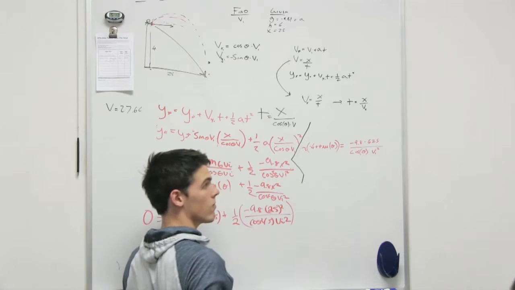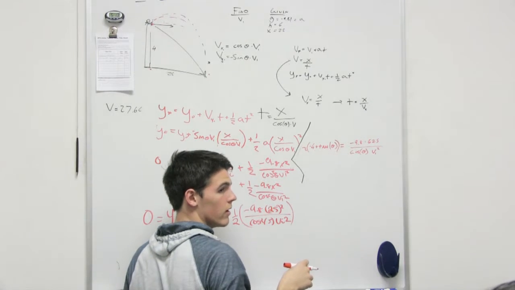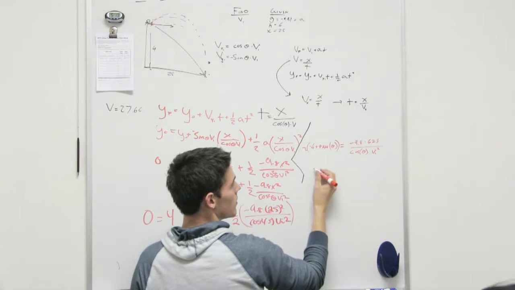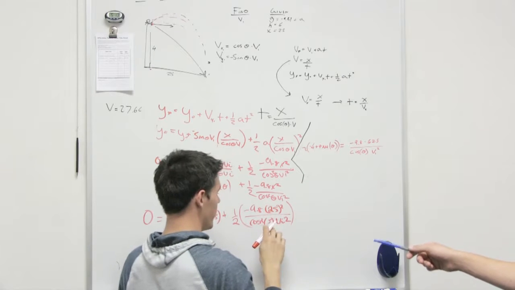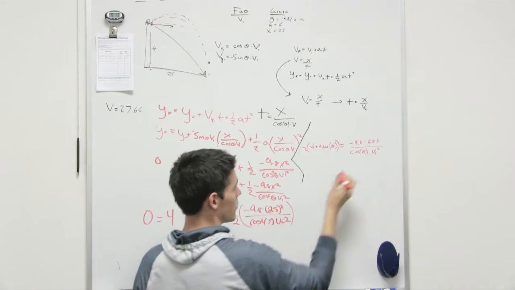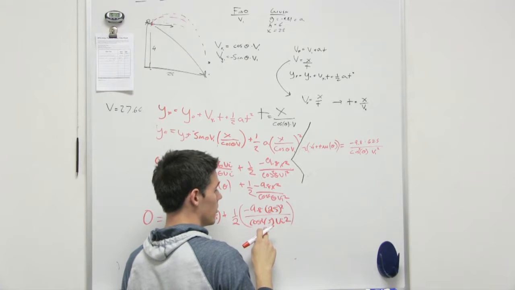Okay. We can just switch those. Just switch them places, right? Wait, what about the cosine squared? Oh, this one's squared as well. Right there. That's the cosine. Cosine theta is 5, okay.